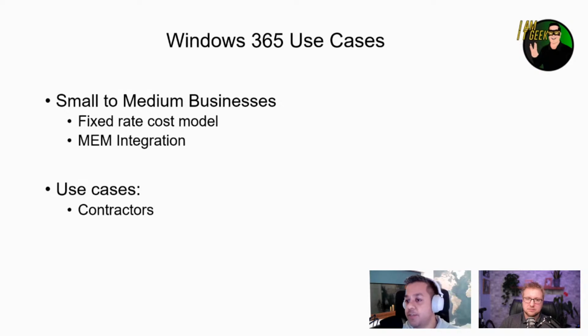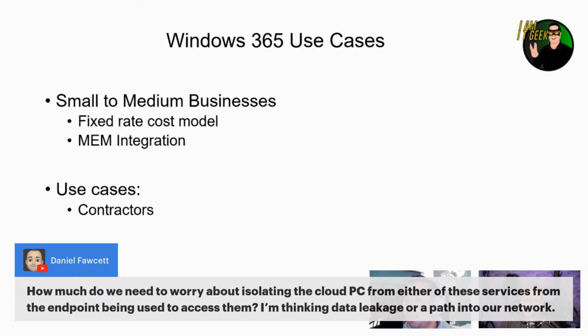I think we have another question from Daniel. How much do we need to worry about isolating the cloud PC from either of these services from the endpoint being used to access them? I'm thinking data leakage or a path to our network.